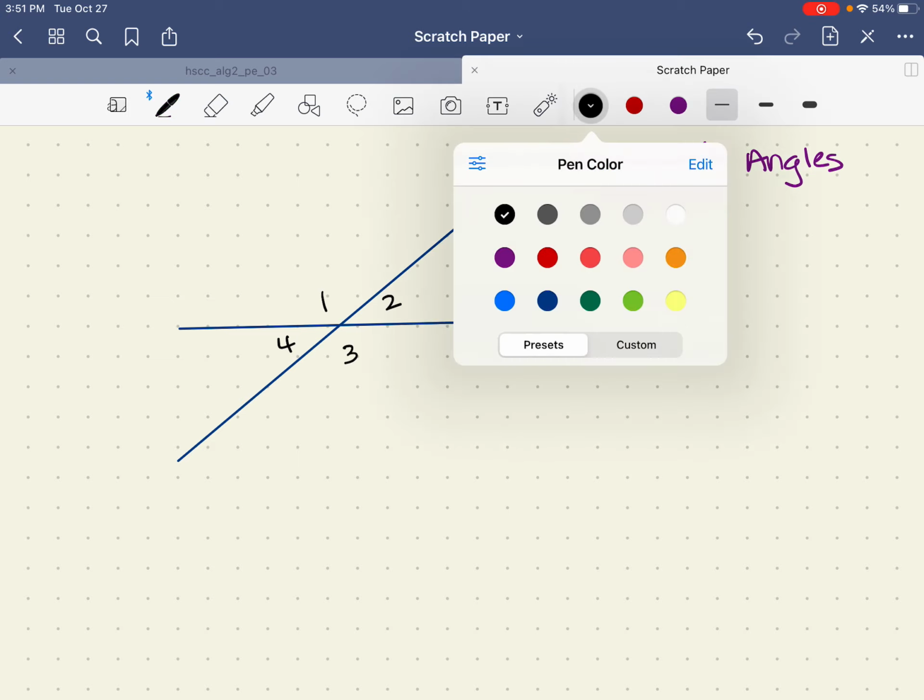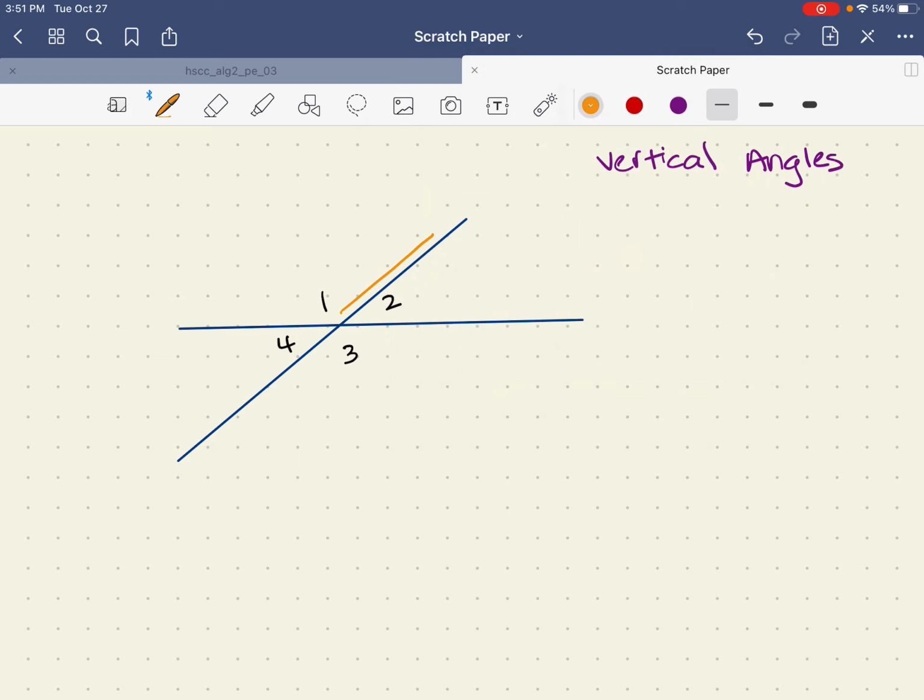Now the second relationship is a little bit more complicated. It is what we call linear pairs. Angle 1 is a linear pair with angle 2. The reason why, you'll notice that they share a common side, but this side here for angle 1 is opposite to this side here for angle 2. So we'll say that angle 1 and 2 are a linear pair. Now 1 and 2 are not the only linear pairs. Angle 1 is also a linear pair with angle 4, for the same exact reason. They share a common side, but then angle 1's opposite side is angle 4's other side. So that gives us a linear pair.